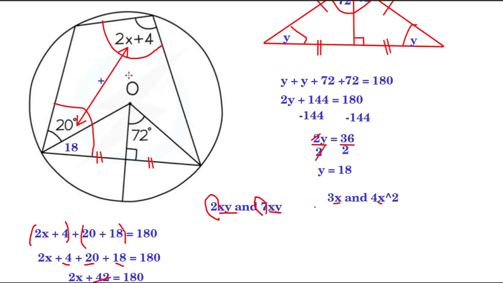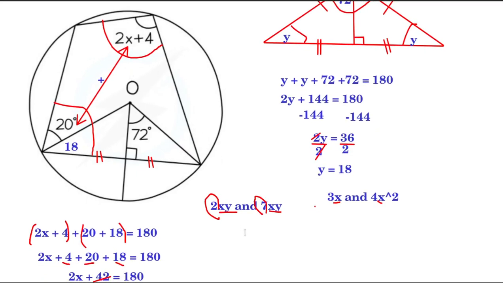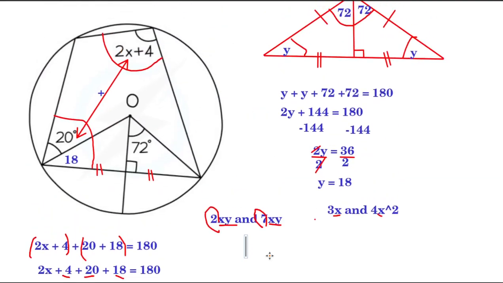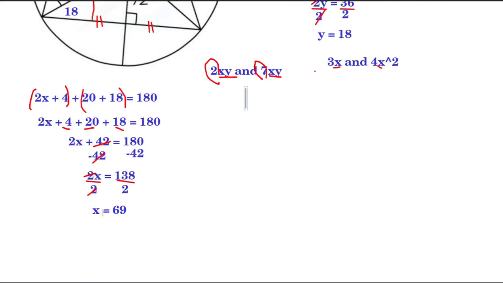Let's check it. If we put 69 there, you have 2 times 69 plus 4. 2 times 69 is 138, plus 4 gives me 142. And then plus the 38 there, this is giving us 180, which means it's a correct solution. So the value of x for this one is 69 degrees.